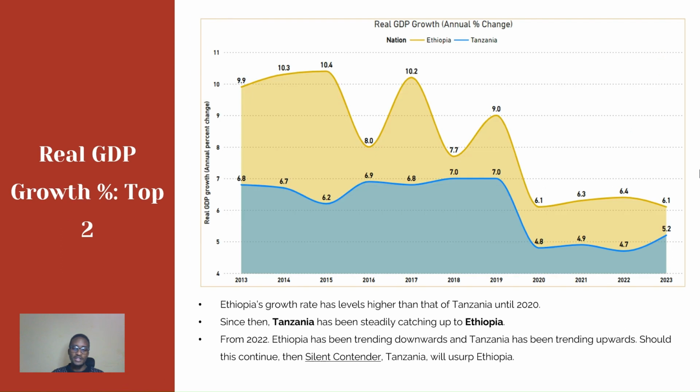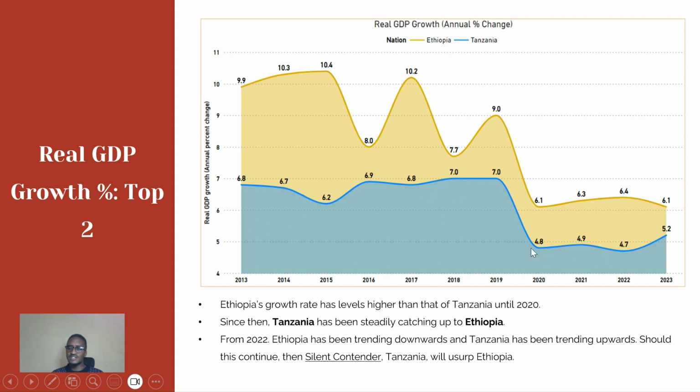Then, if you consider the real GDP growth percentage change, year on year, you can see that Ethiopia and Tanzania are the top two here. But if you see this, you'll realize that if you consider 2013 to 2020, Ethiopia was far above Tanzania, just per magnitude. So you can see 6, 9, 10, 6, 10, 6, and then in 2018 they kind of got close to each other, but then that shifted again.